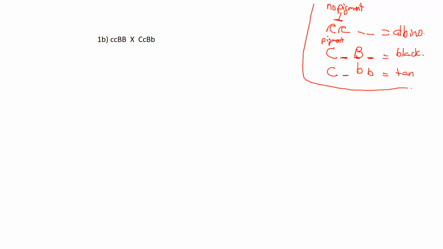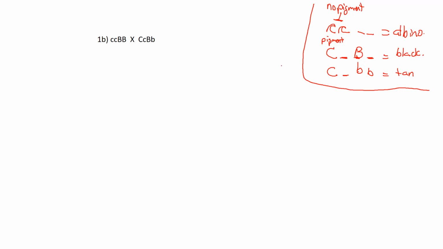So again, it's polygenic because you have one trait represented by a gene on one chromosome that will affect the expression of the other one. So these two little c's, that particular gene on a chromosome, will affect the other gene for color, whether it's black or tan.